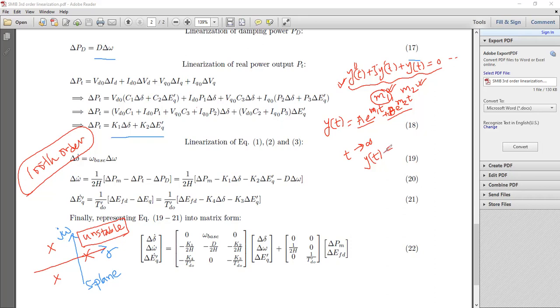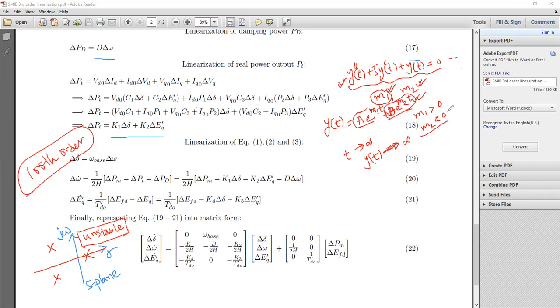If either m1 or m2 is positive, let's say m1 is greater than 0 and m2 is less than 0, then in any positive case the output will tend to infinity, because e to the power plus infinity would be infinity, whatever happens with m2.